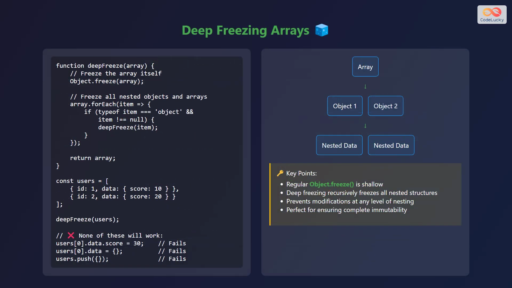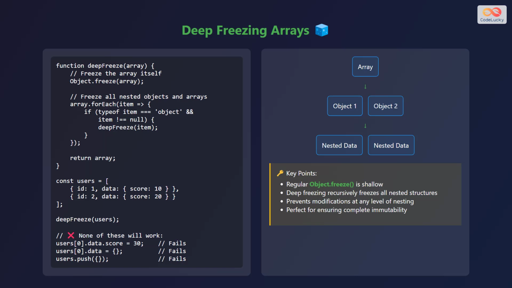Let's explore the concept of deep freezing arrays. Regular Object.freeze only provides a shallow freeze, meaning it prevents changes to the top level of the array, but not to nested objects or arrays within it. To deeply freeze an array, you need to recursively apply Object.freeze to all nested objects and arrays. Here we have a function called deepFreeze that does this recursively.